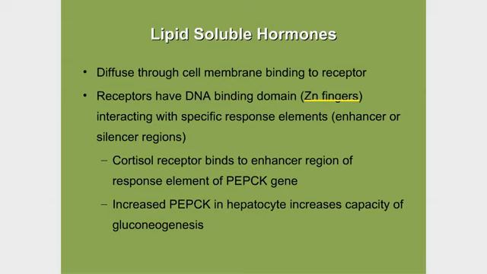And what's turning it on is cortisol, a lipid-soluble hormone. It comes into the cell, looks for the zinc finger receptor for cortisol, which goes in the nucleus of the hepatocytes, looking for an enhancer region, and the response element is called the cyclic AMP response element. The DNA bends, RNA polymerase comes in, and turns on a specific gene for PEP carboxykinase. So then gluconeogenesis is turned on.